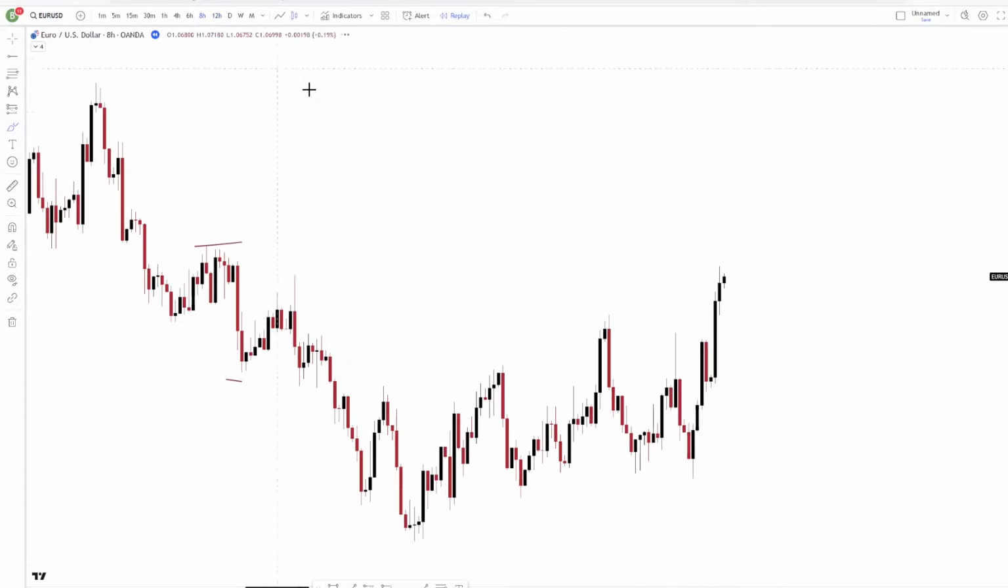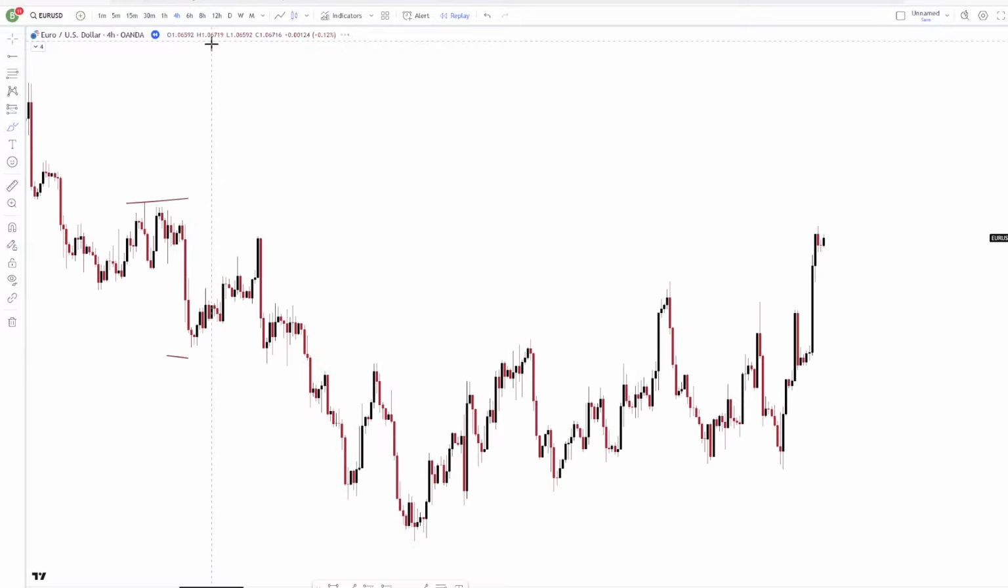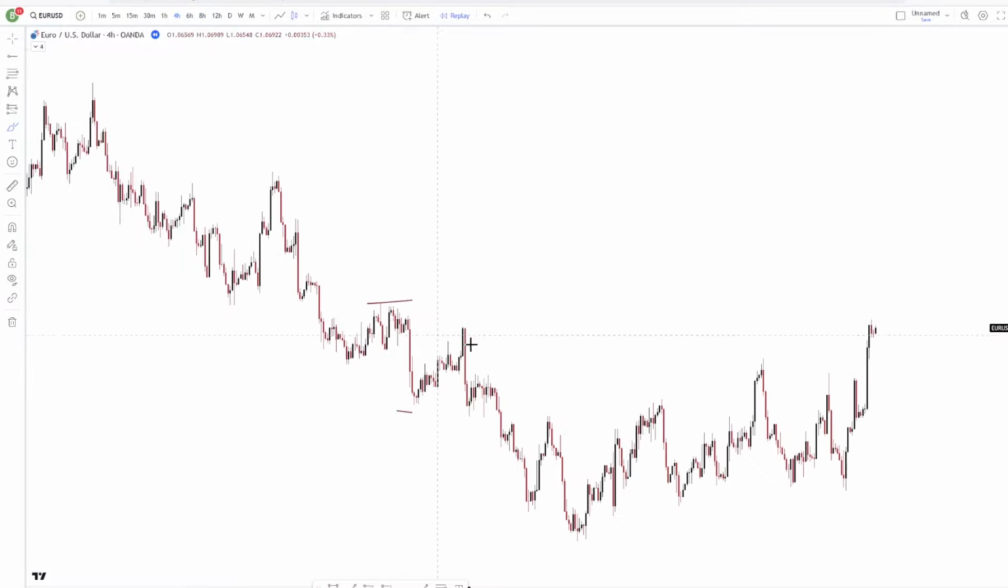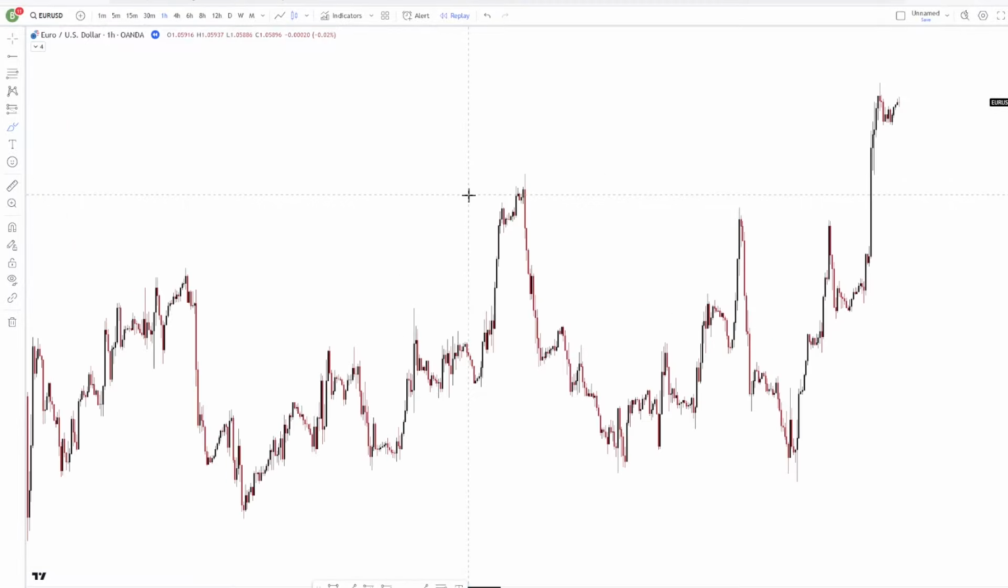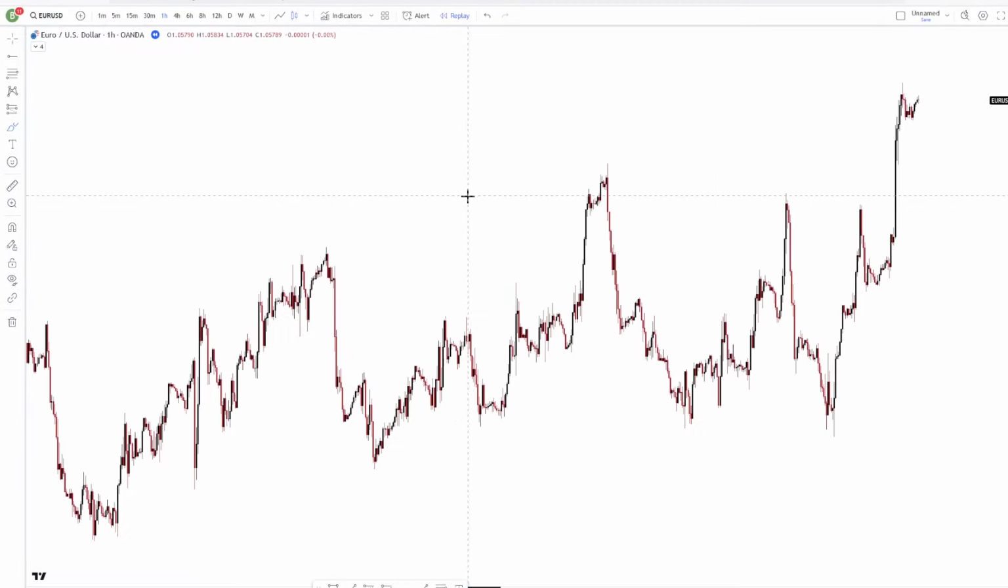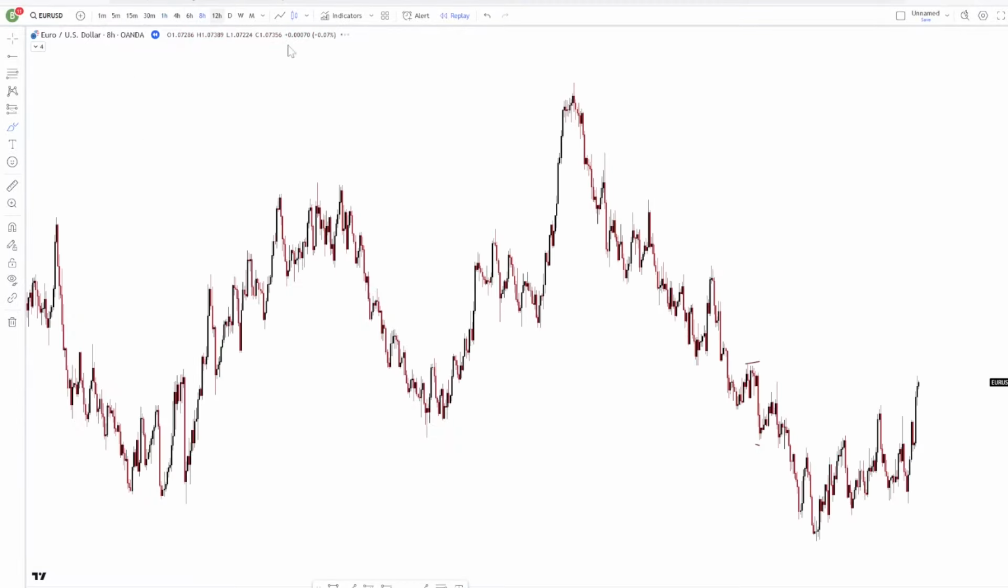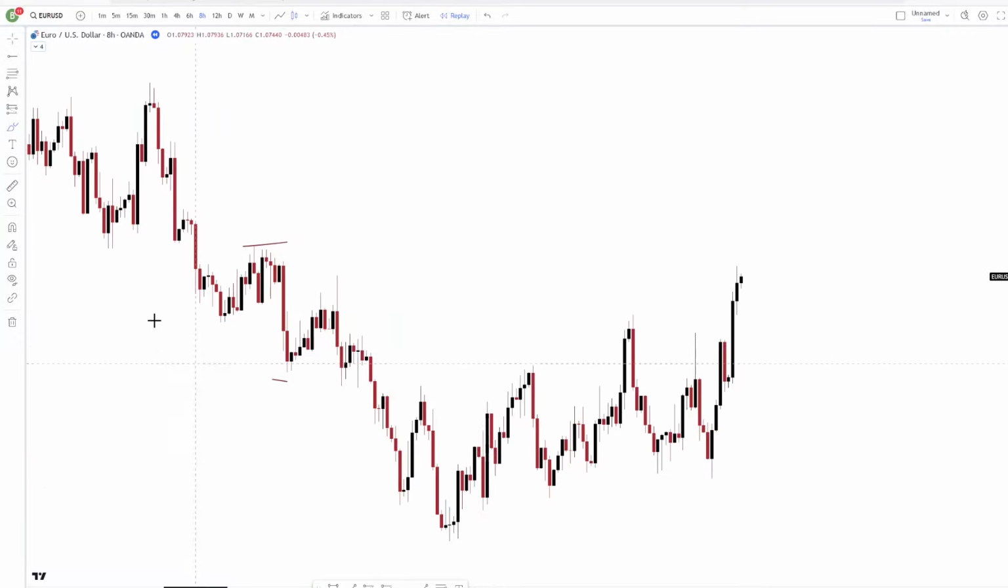So try and go as low as you can without having it look something like this, where there's just too much noise. So like the 1-hour here would look ridiculous, right? If this is your macro analysis. So try and go as low as you can without adding too much noise.